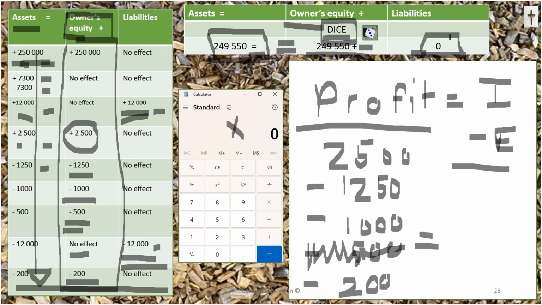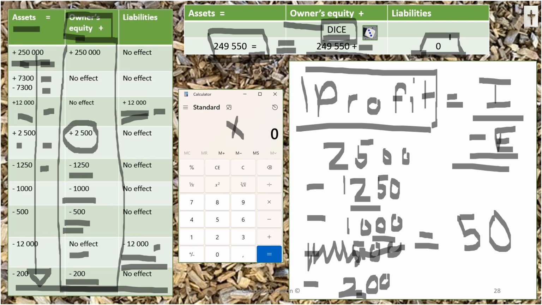You need to know how to categorize what is income and what is an expense, because profit is equal to income minus expenses. I nearly included drawings, but luckily I do know the formula to calculate profit. And when you do the math there, 2,500 minus 1,250 minus 1,000 minus 200, the answer is equal to 50. So at the moment there's a profit of 50.